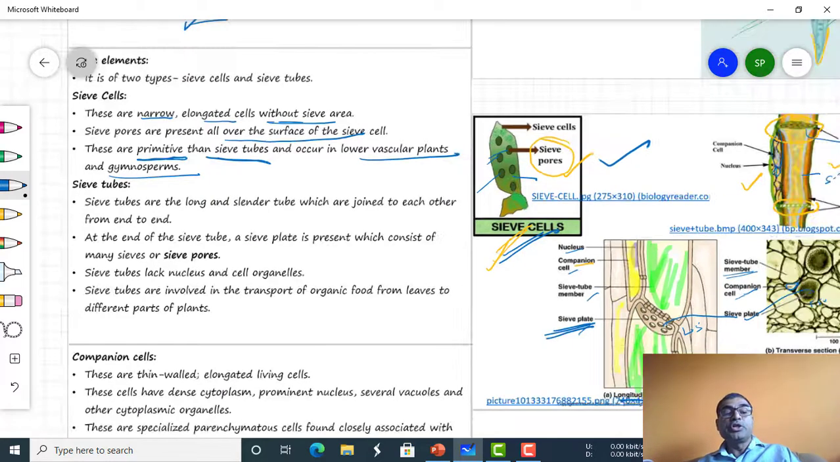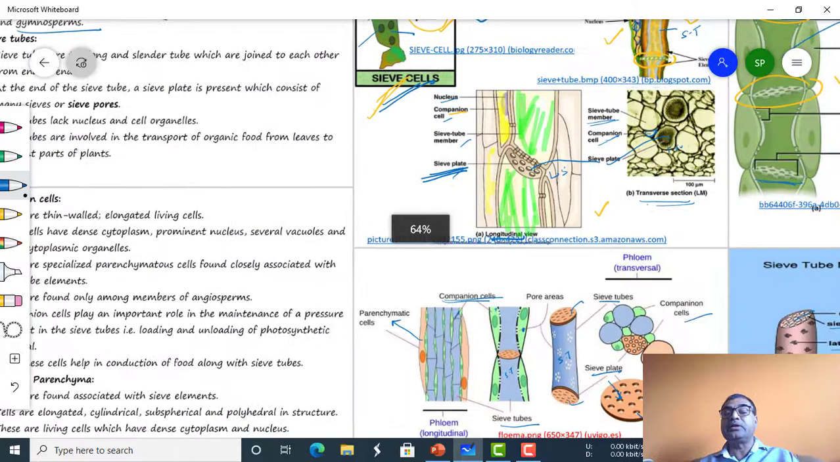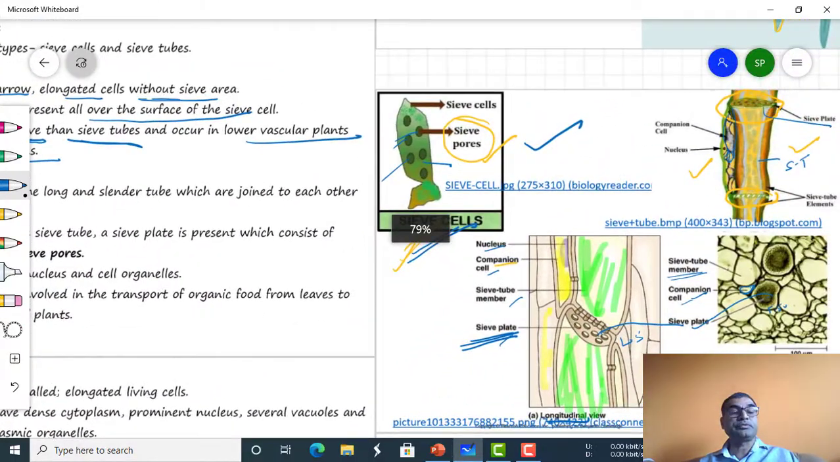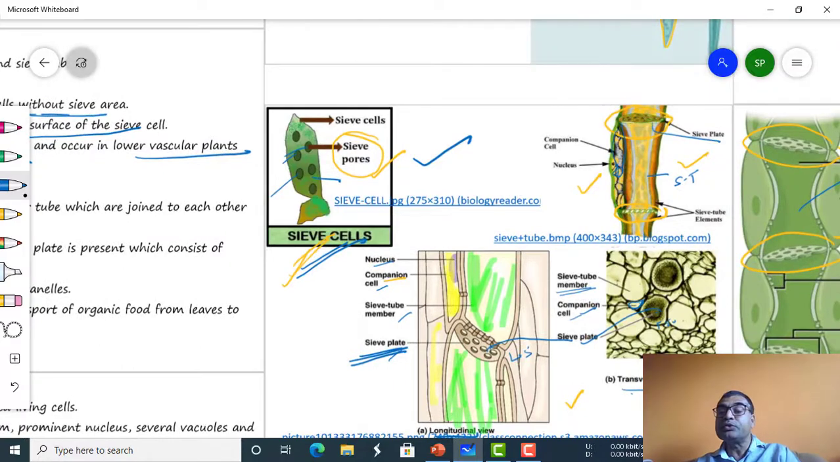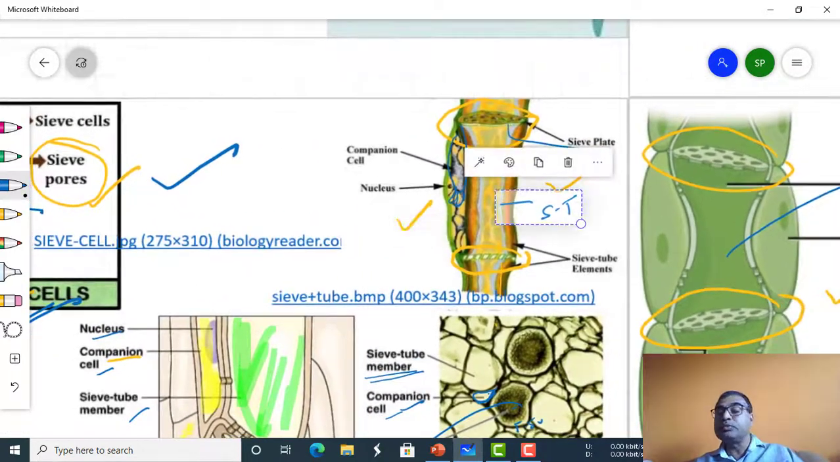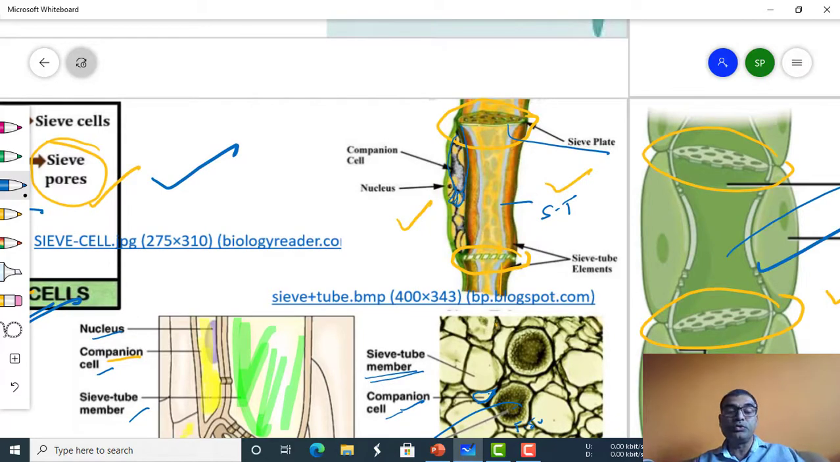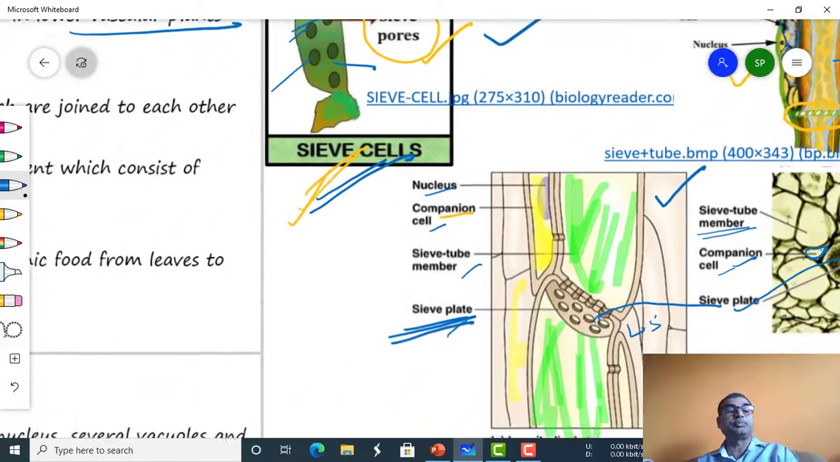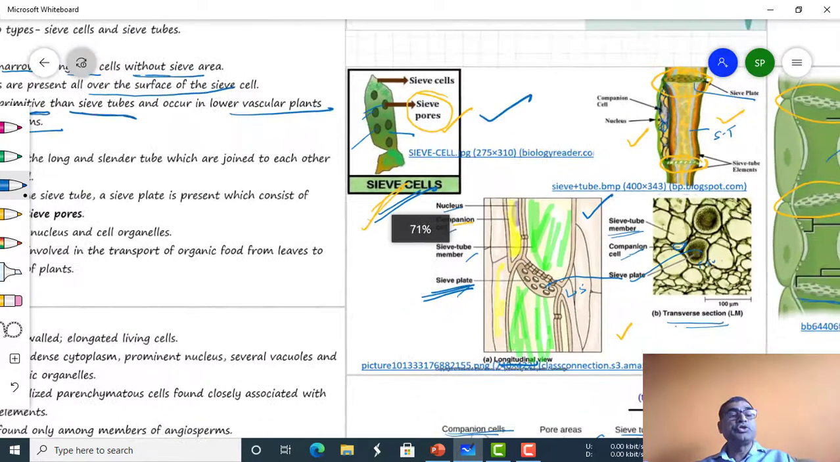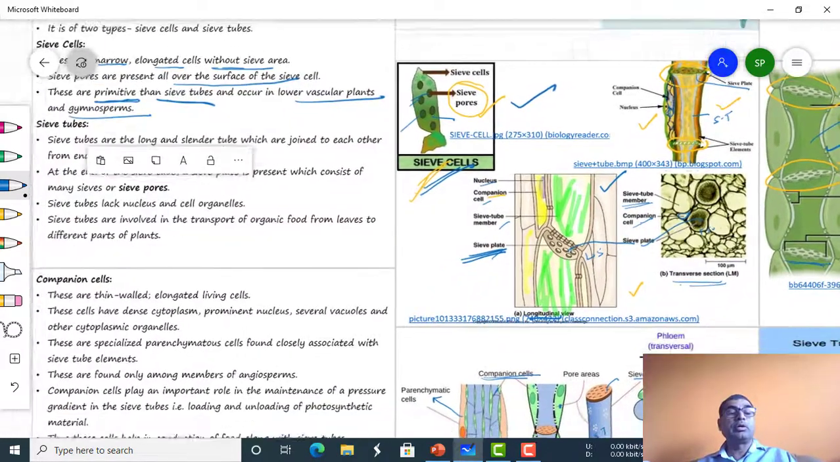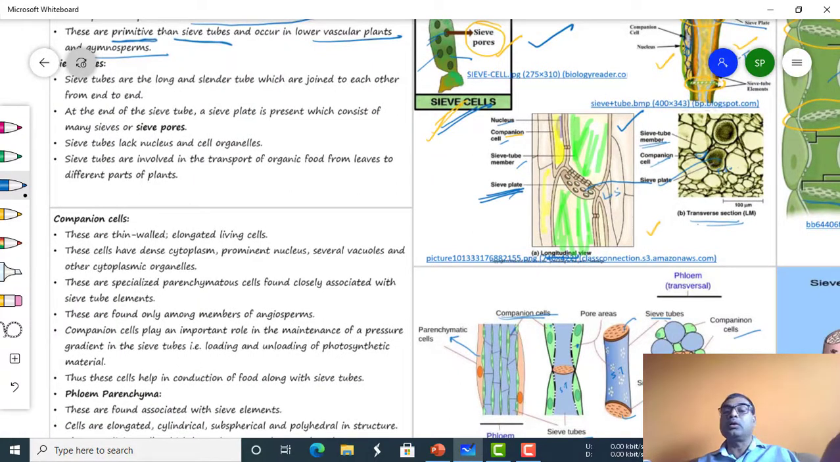And what are the sieve tubes? Sieve tubes are long, slender, tube-like structures. If you see, this one is a sieve tube. Just see, this one is a figure of a sieve tube. So what are the sieve tubes? Sieve tubes are long, slender, tube-like, which are joined to each other from end to end.